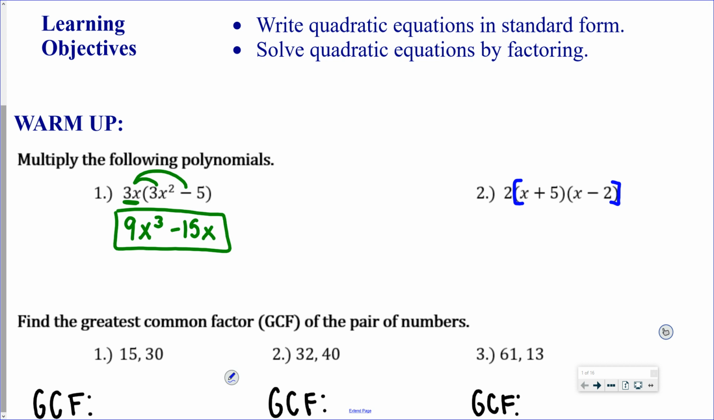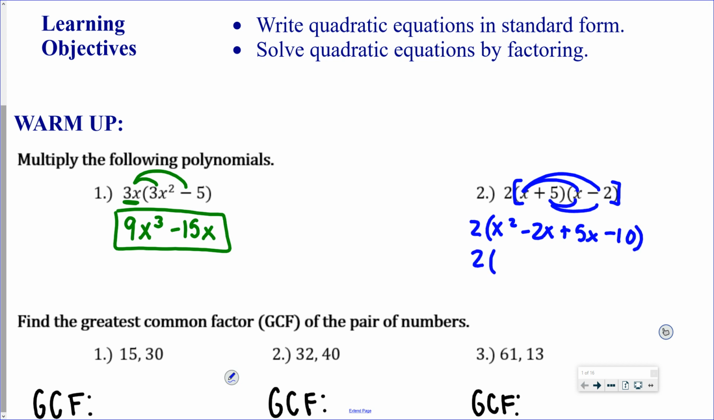Okay. You might have heard of the word FOIL. That's first, outer, inner, last. Really, I'm not a big fan of the word FOIL, because you're just distributing. Okay, so ignore the 2 for a second. You distribute the x to the x, and that'd be x squared. The x to the negative 2, that'd be negative 2x. And then you also have to distribute the 5. So 5 times x, 5x. 5 times negative 2 is negative 10.